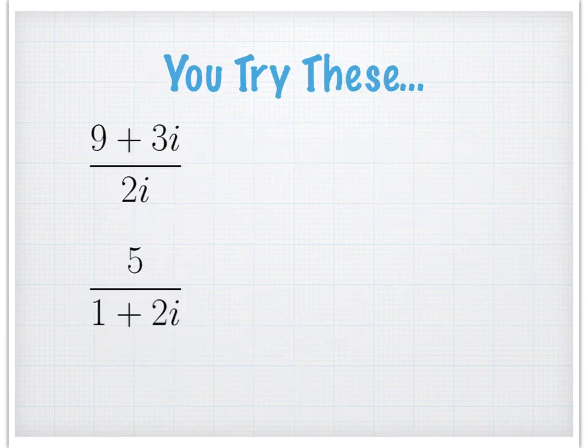Here are two problems for you to do. 9 plus 3i over 2i, monomial, and 5 over 1 plus 2i. Do both of those divisions, and I'll be back in a minute to see how you did.